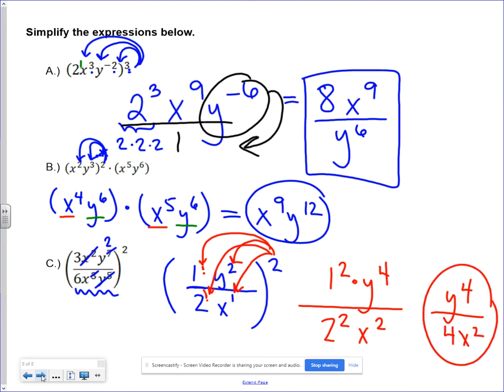There's my simplified answer. So these are the types of problems you're going to be practicing today. I could throw in some problems from yesterday just as a review, so be aware of that.